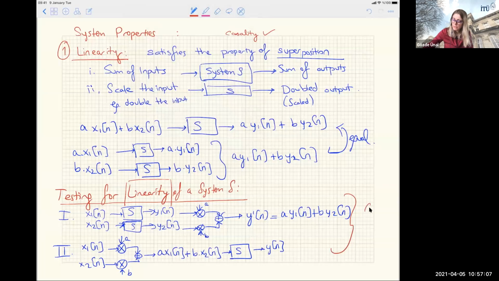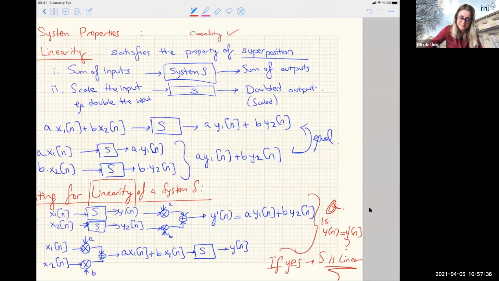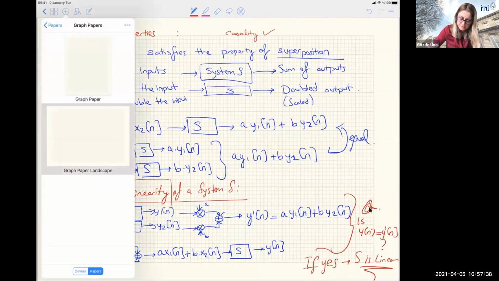The question you ask here is, is y n equal to y prime n? If yes, S is linear, okay? So I think let's see it on an example. That would be much easier. Or okay, let me first define the second important property and then let's see it on an example.